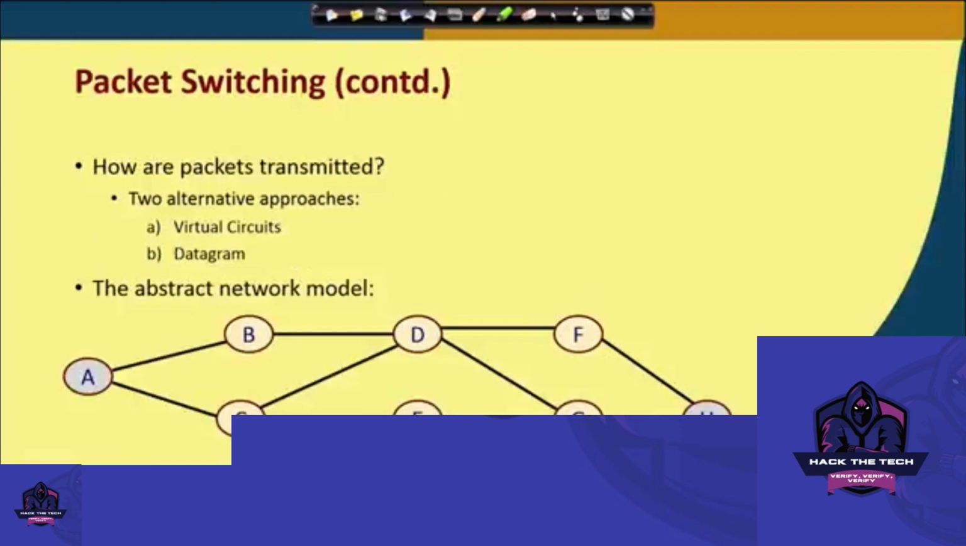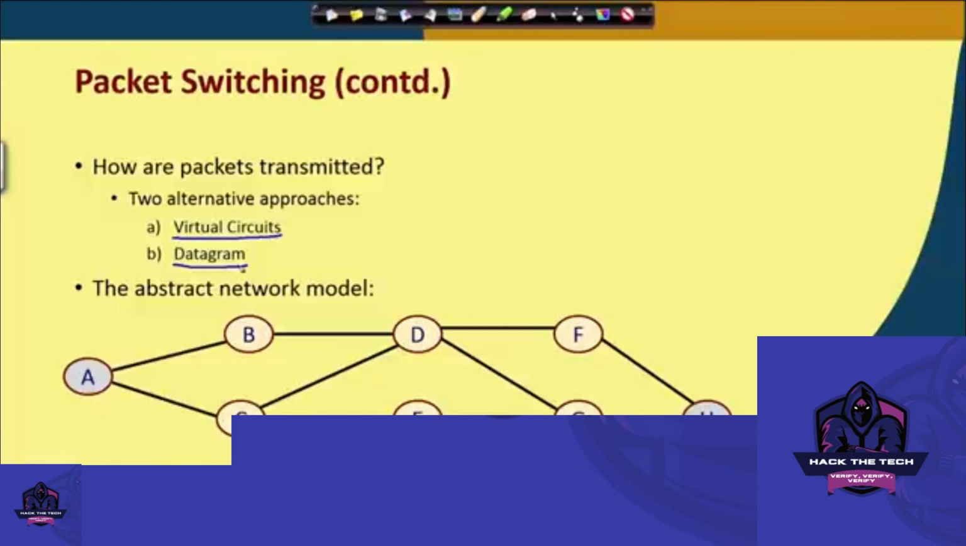Now, talking about packet transmission. How are these packets transmitted? Here again there are two alternate approaches which have been talked about. These are called virtual circuits and datagrams. In the internet, mostly the datagram packet transmission method is used.